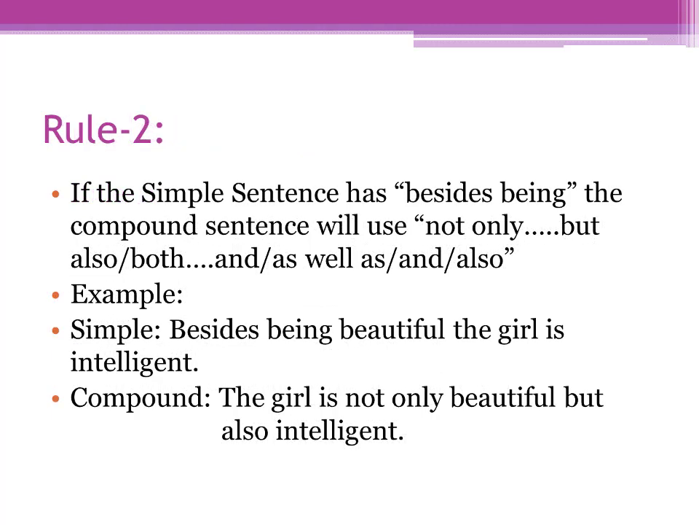Rule 2. If the simple sentence has "besides being," the compound sentence will use "not only ... but also," or "both ... and," or "as well as," or "and," or "also." Example: Besides being beautiful, the girl is intelligent. Compound: The girl is not only beautiful but also intelligent.